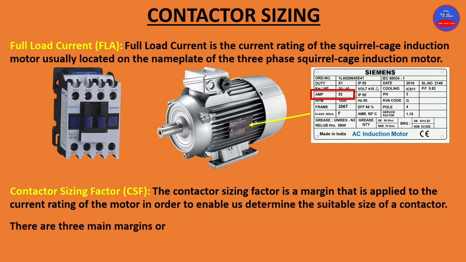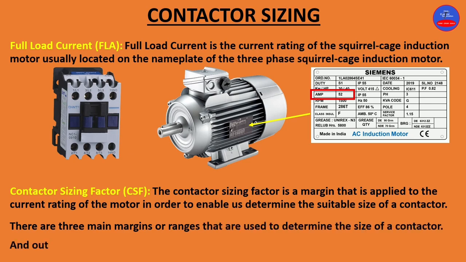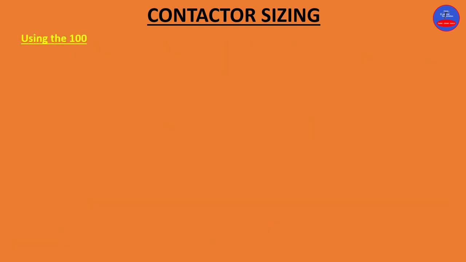There are 3 main margins or ranges that are used to determine the size of a contactor, and out of these 3 we will consider the most preferred margin. Okay, 1. We are going to use 100% margin. Alright, size is equal to FLA times 100%. So this 100% would be our margin multiplied by the full load amps, or the full load current.